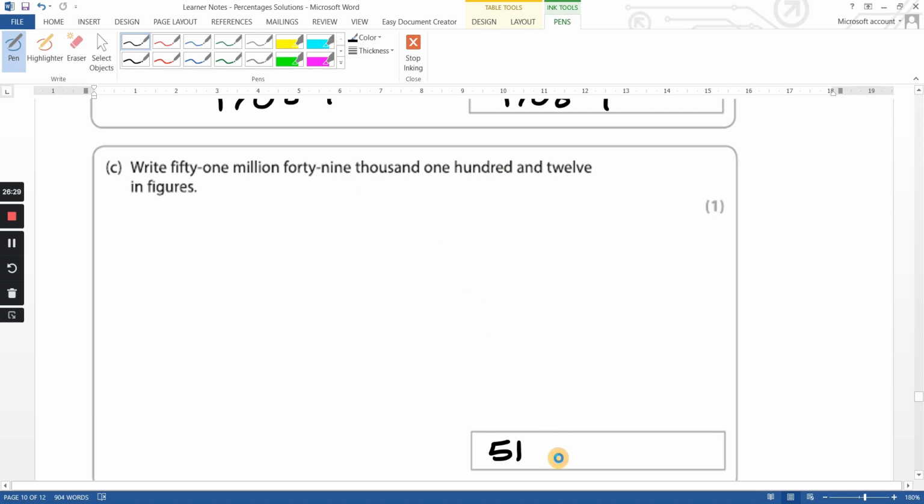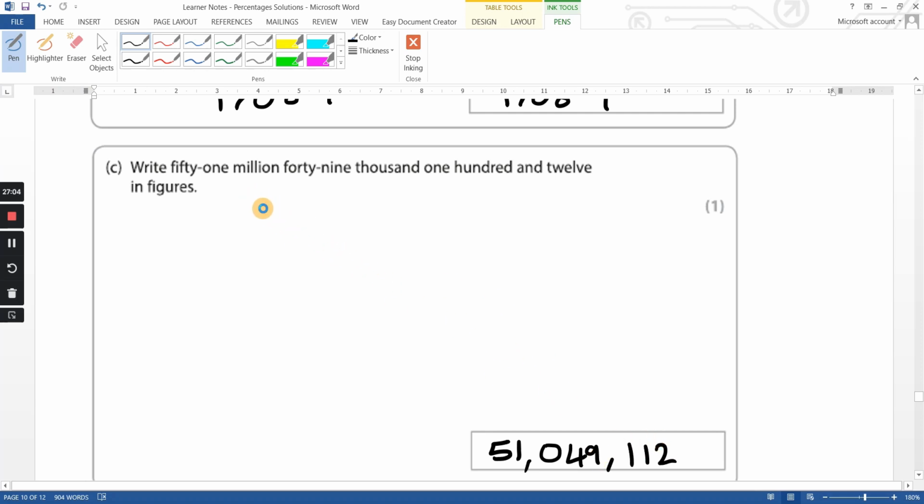51,049,000. Okay, so 51 million. Let's put a little comma there. 49,000, so that's going to be a 0. 49 112 in figures. That should be right. So you have to have that 0 there, otherwise it would be wrong.